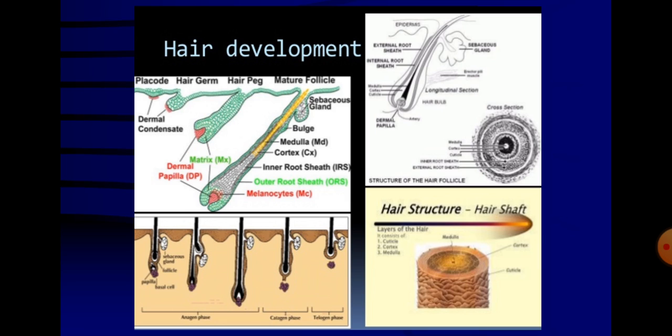Hair development. Presence of hair is the monopoly of mammals, and they are connected.